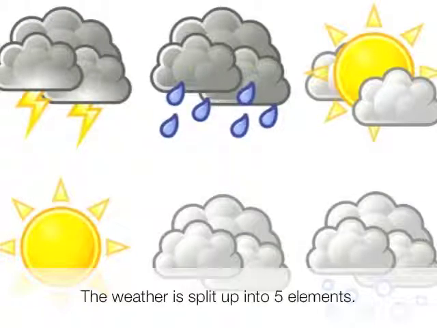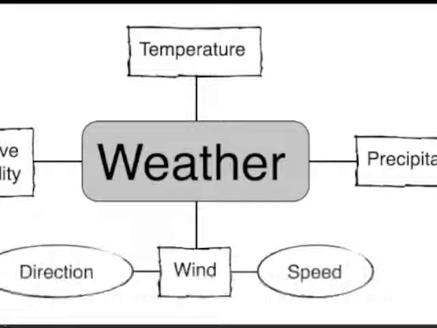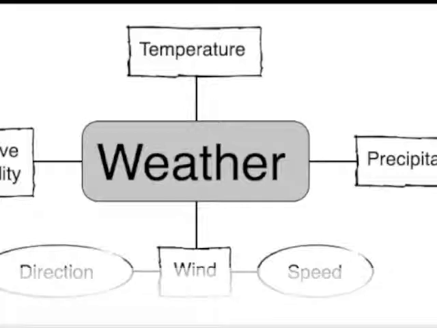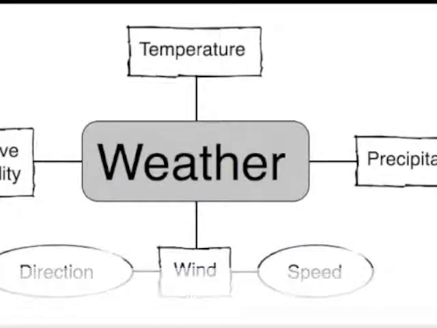The weather is split up into 5 elements. They are wind, including the direction and speed, temperature, relative humidity, and precipitation. A good knowledge of these elements will be pivotal to your yield for the year.